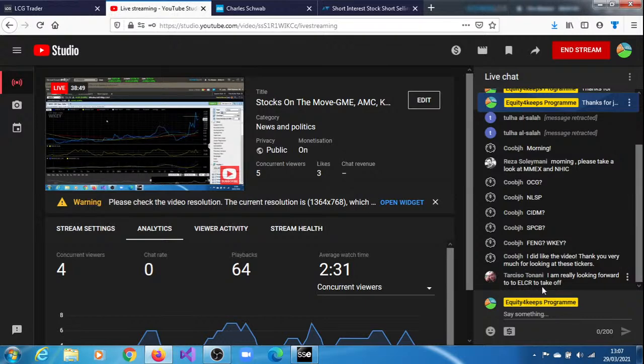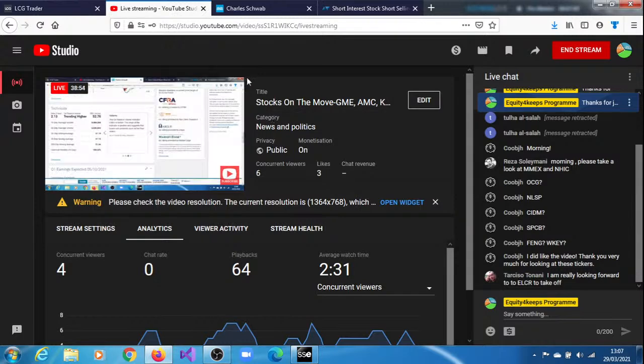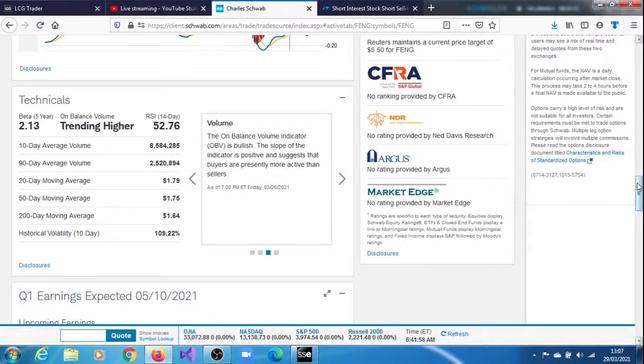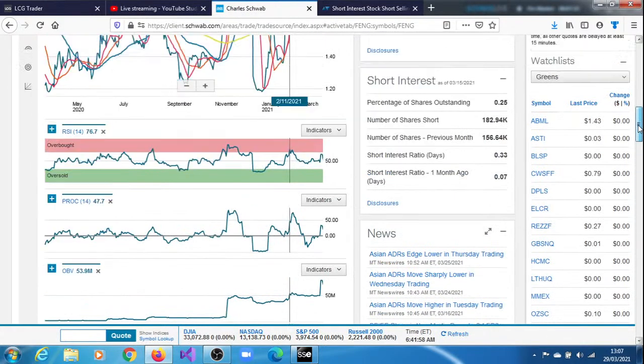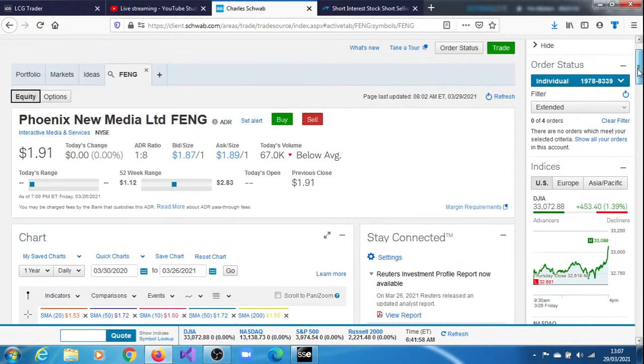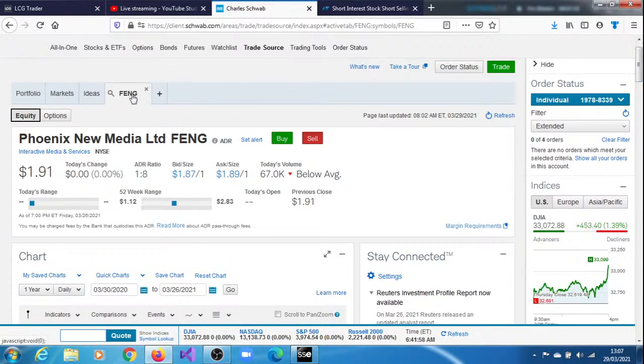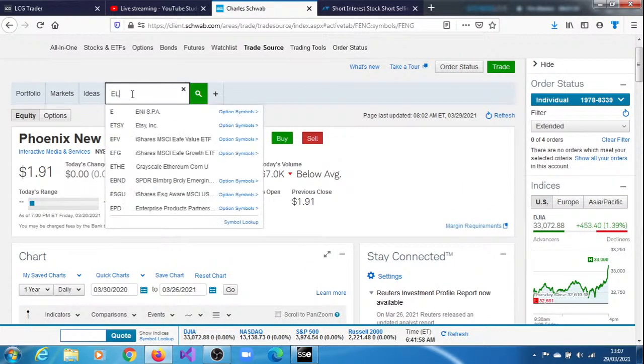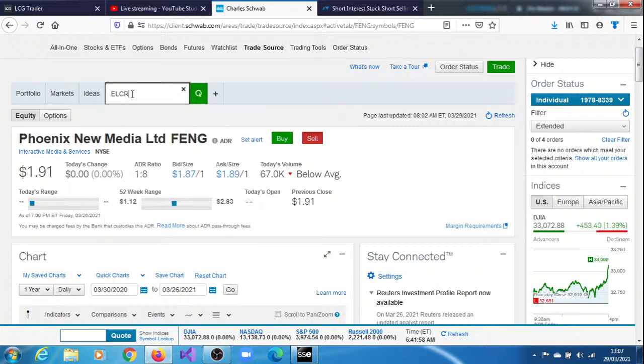KZIA wants us to look at ELCR. Let's get going. So ELCR, I believe we did cover that stock quite some time ago. Just a cursory look, and I think we may have a position there as well. Electric car co.